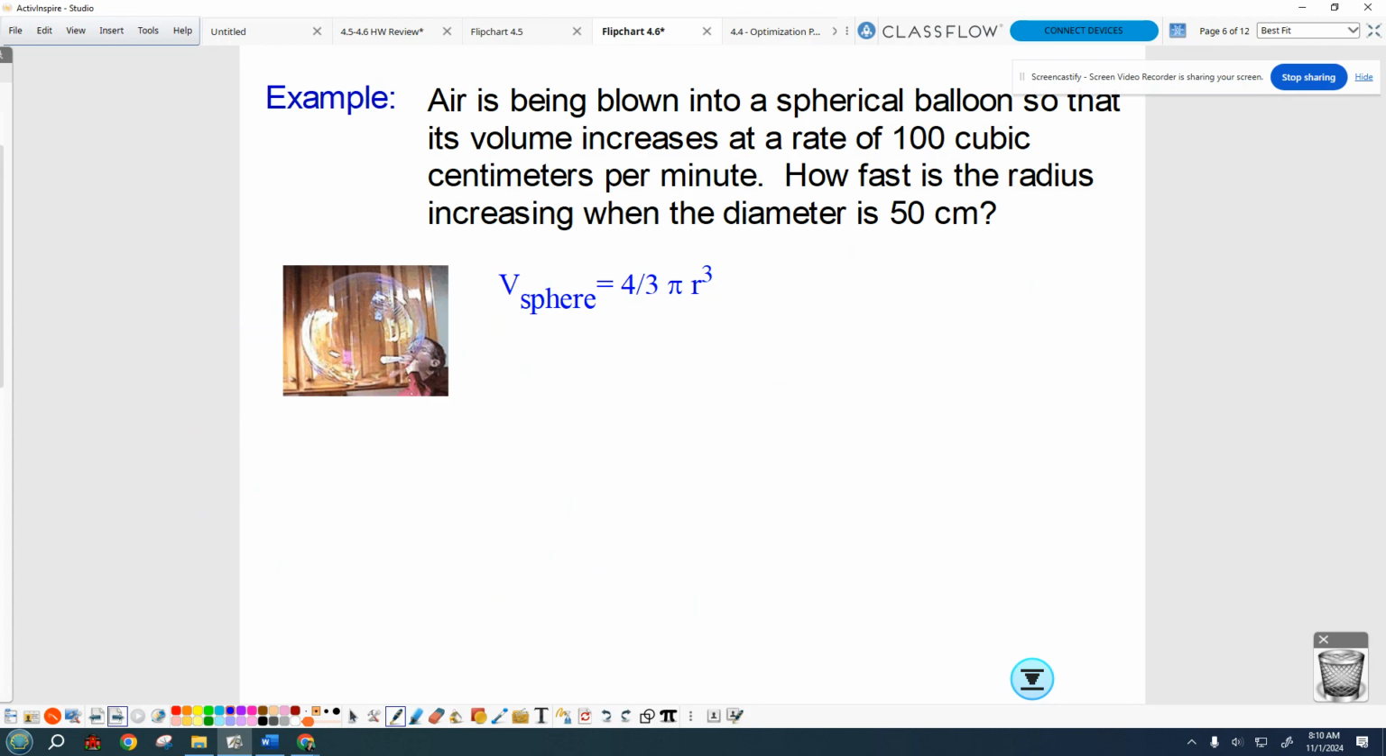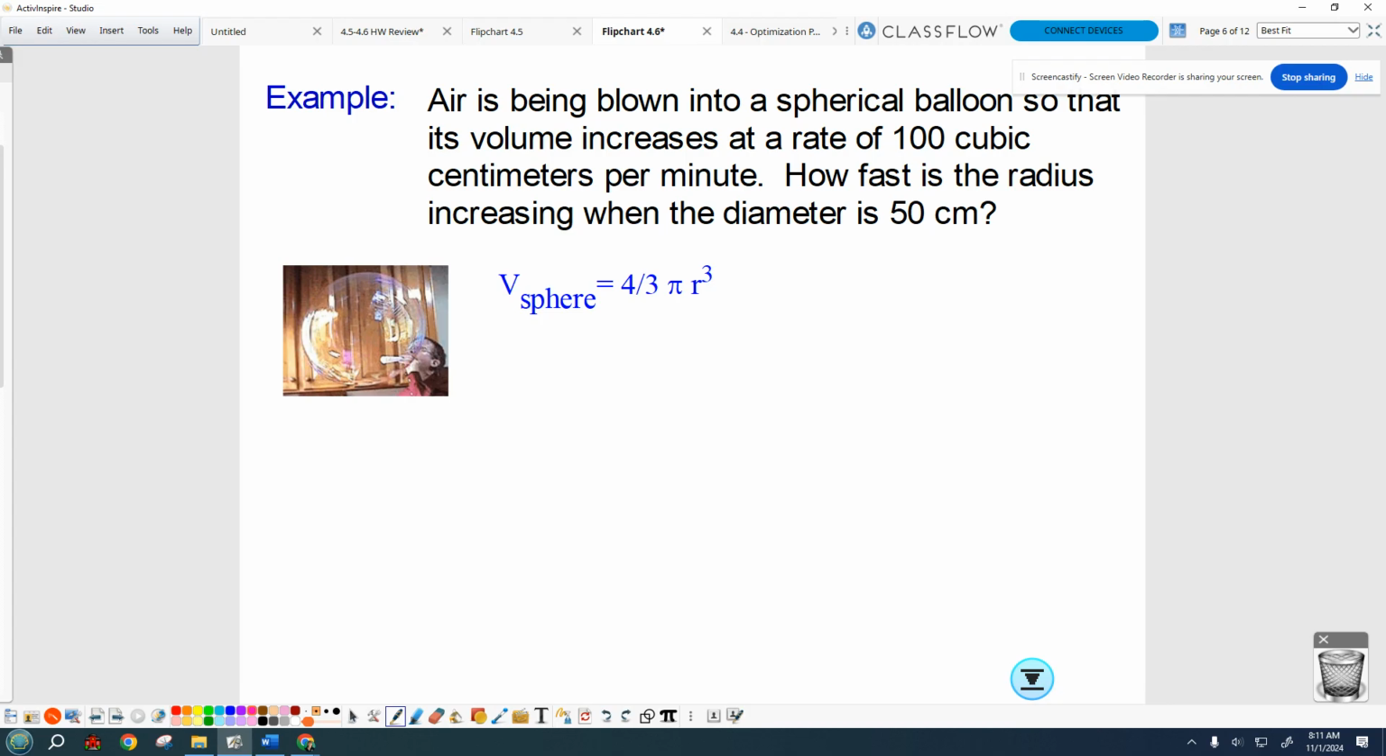Okay. So in solving these problems, we need to read through the question. Air is being blown into a spherical balloon. They're never spherical, but we're assuming they are. So that the volume increases at a rate of 100 cubic centimeters per minute. How fast is the radius increasing when the diameter is 50? What information do I know? Flynn, what can I pull out of that?